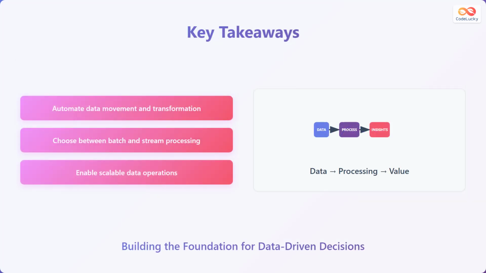In summary, data processing pipelines automate data movement and transformation, allowing organizations to efficiently process and analyze vast amounts of information. You have a choice between batch and stream processing based on specific requirements. Data pipelines enable scalable data operations, providing businesses with the ability to grow and adapt in today's data-driven world. This is how we are building the foundation for data-driven decisions.